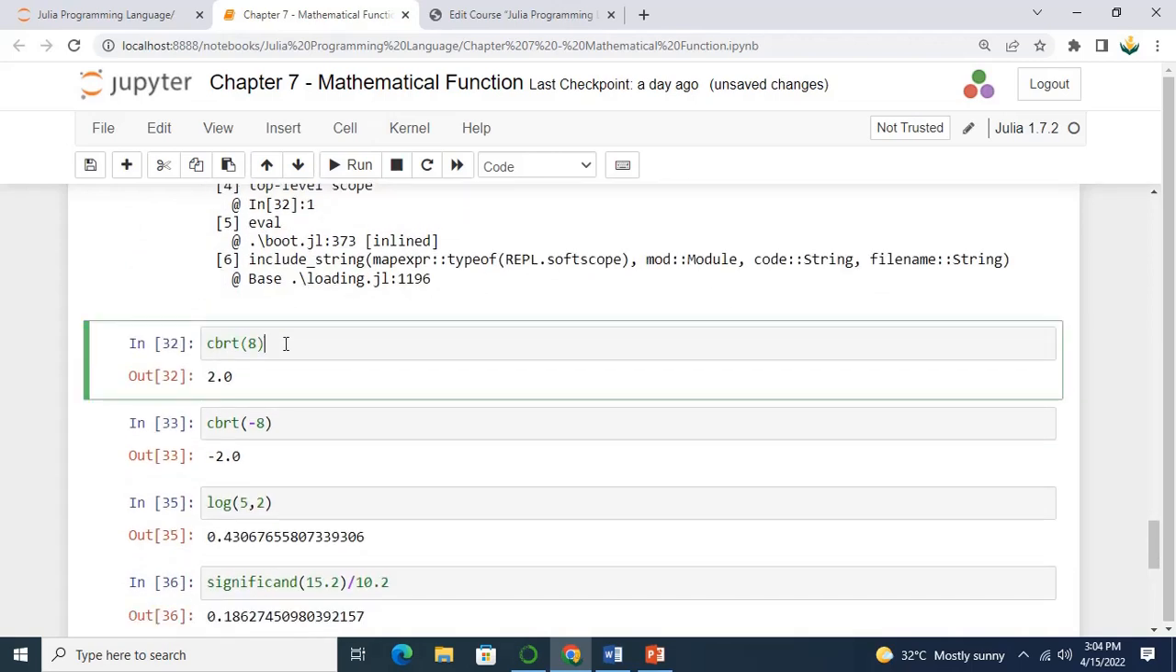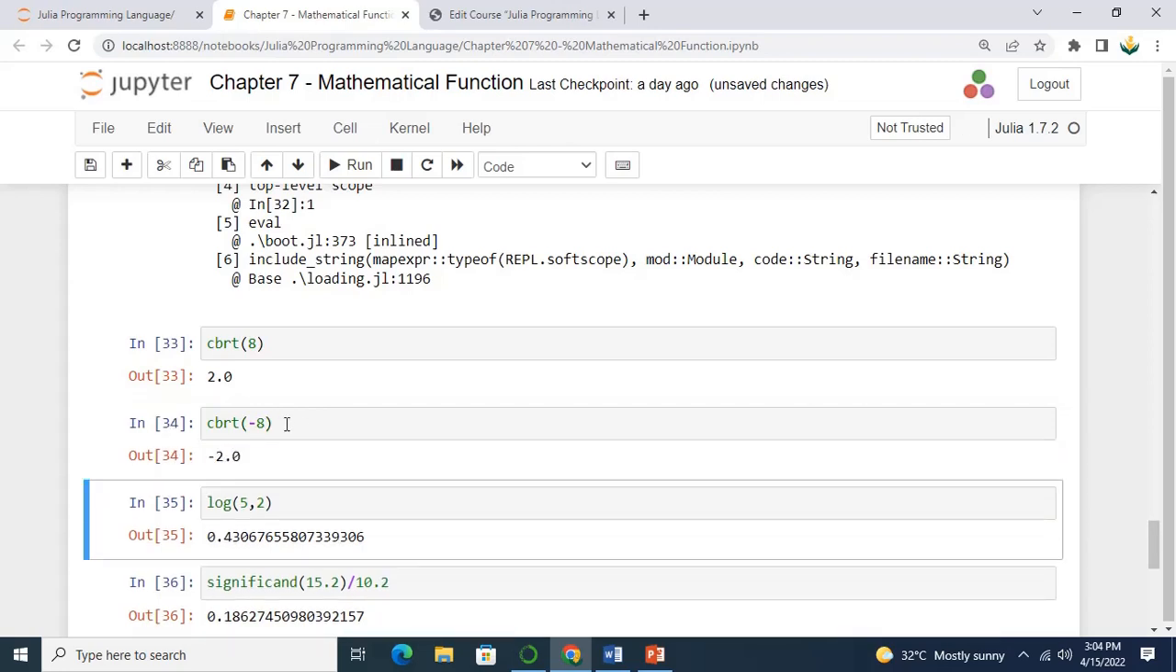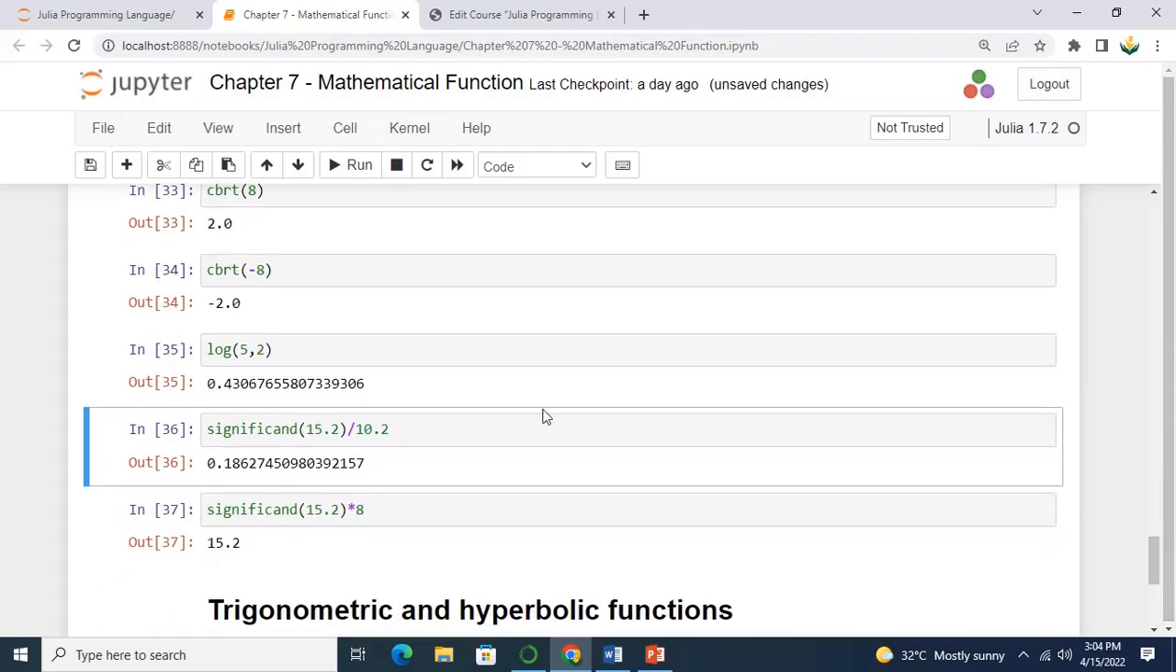Next, cube roots are also possible. We have a method called cbrt; cbrt of 8, so we are going to get 2 here. Cube root of a negative value we can also take; for minus 8 I'm going to get minus 2.0 here. Next we have the log function. In this case, log base 5 of 2, the value I'm going to get is 0.4306.